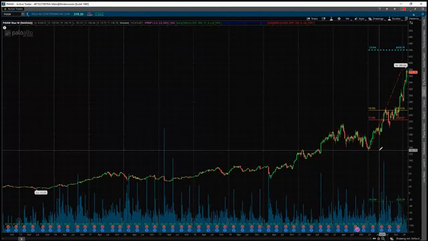So there's two different ways you can use this. You can use the pullback or you can use the continuation of the move into the extension. And I find them both useful. When you have these charts on your stock, it's kind of like a map, like Google Maps directions: this is where you buy, this is where you turn left, this is where you sell, this is where you turn right.